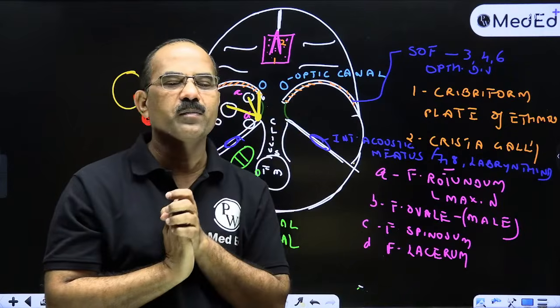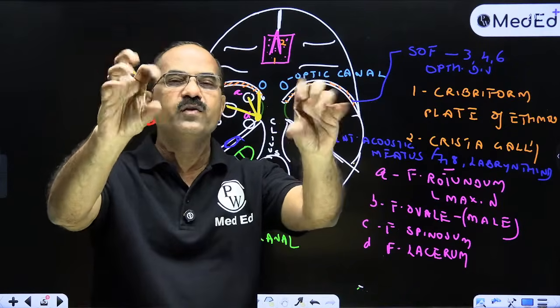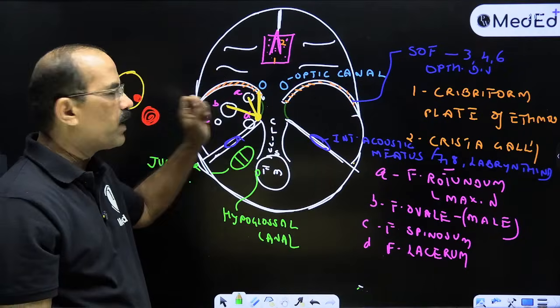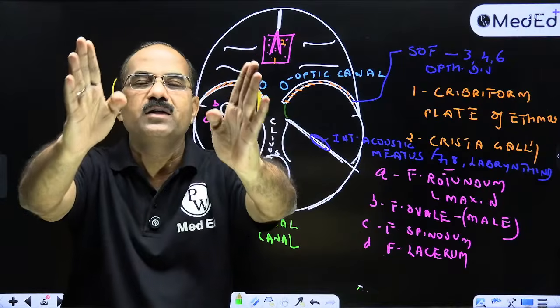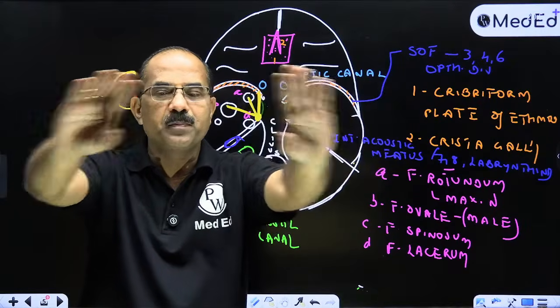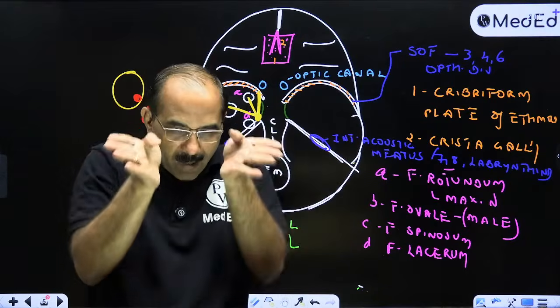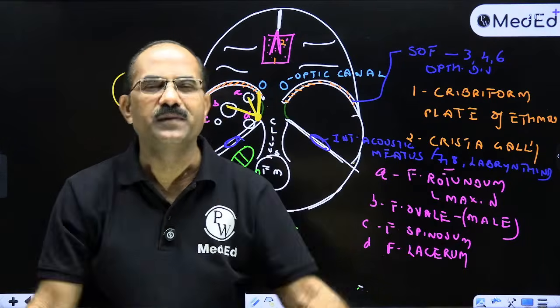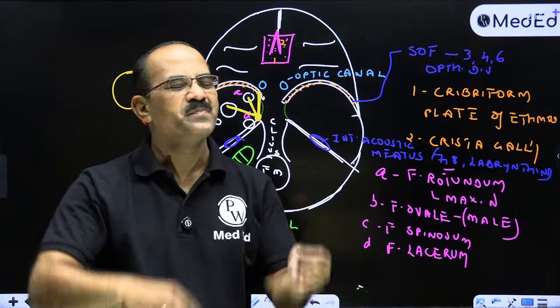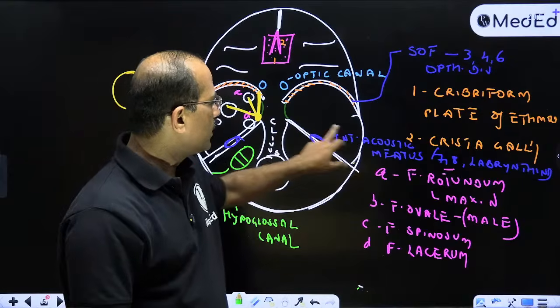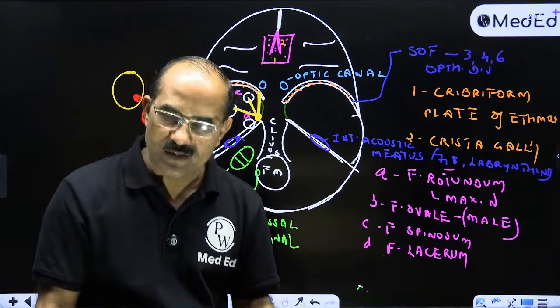That's the superior orbital fissure. 3, 4, 6. Fifth nerve divides into 3 branches: the ophthalmic, maxillary, mandibular. Ophthalmic कैसे बाहर जाती? Through the superior orbital fissure. Maxillary nerve, foramen rotundum. Mandibular nerve, foramen ovale. Right? 7th and 8th nerve. How does it get out? Through the internal acoustic meatus.